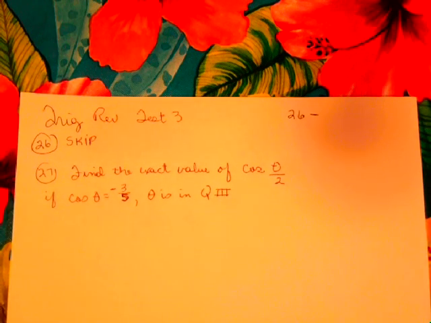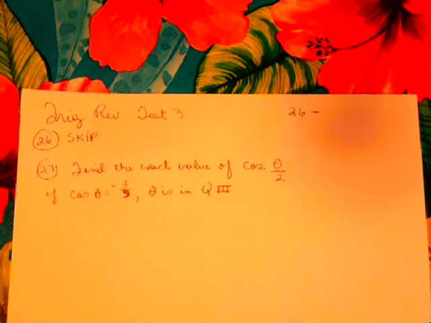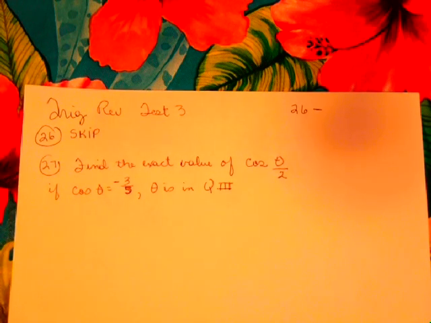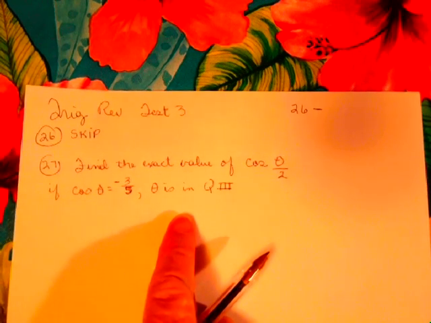We are actually going to skip problem 26 on the study guide. We're starting with 27. Find the exact value of the cosine of theta over 2 if cosine of theta equals negative 3/5 and theta is in quadrant 3.